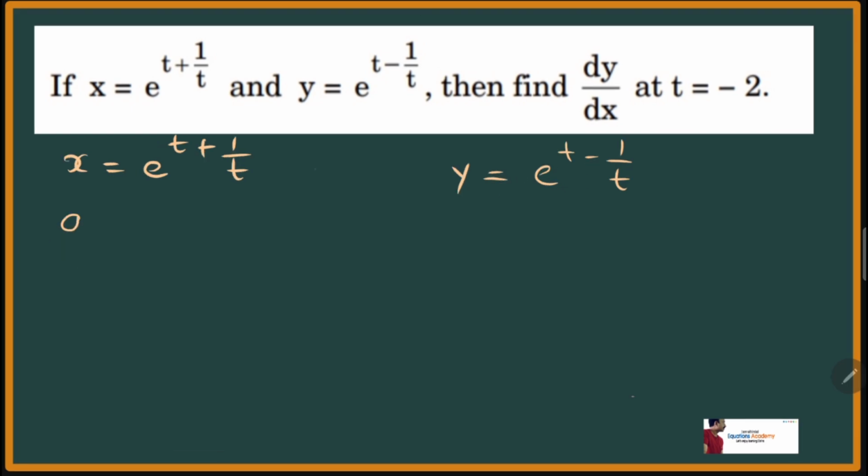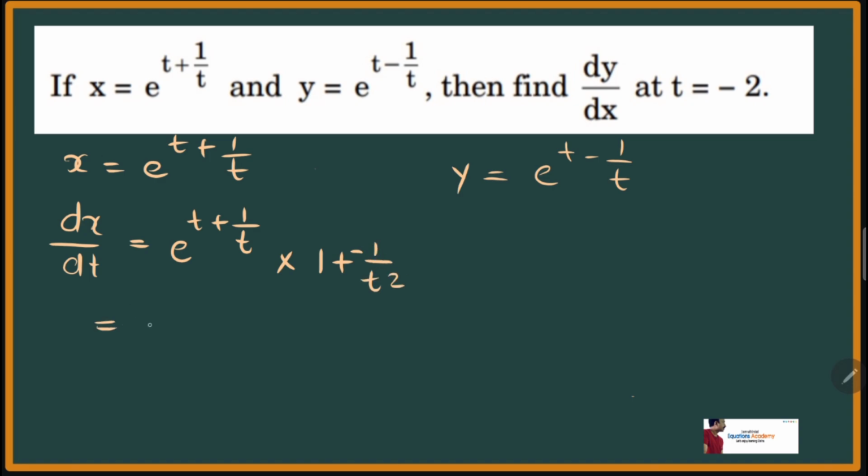Therefore dx by dt is equal to, we know d by dx of e raised to x is e raised to x, so d by dt of e raised to t plus 1 by t is equal to e raised to t plus 1 by t into d by dt of t plus 1 by t. D by dt of t plus 1 by t is, d by dt of t is 1 plus d by dt of 1 by t. D by dx of 1 by x is minus 1 by x square. Therefore d by dt of 1 by t is minus 1 by t square.